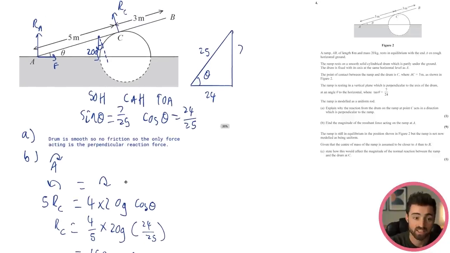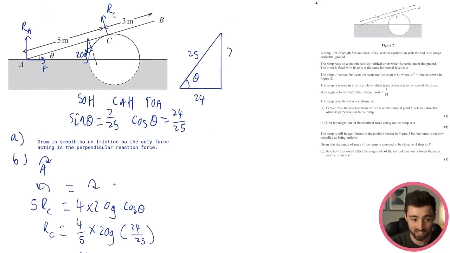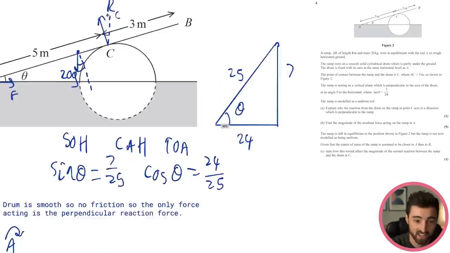What else can we do to this? Well, we can do up equals down because it's in equilibrium, and we can do left equals right. Why don't we start with up equals down? Because I've got this RA, which is nicely in the vertical direction. So is the 20G. So the only thing that I would actually need to resolve here is this RC. Essentially, I'd need to resolve it in this direction here, wouldn't I?